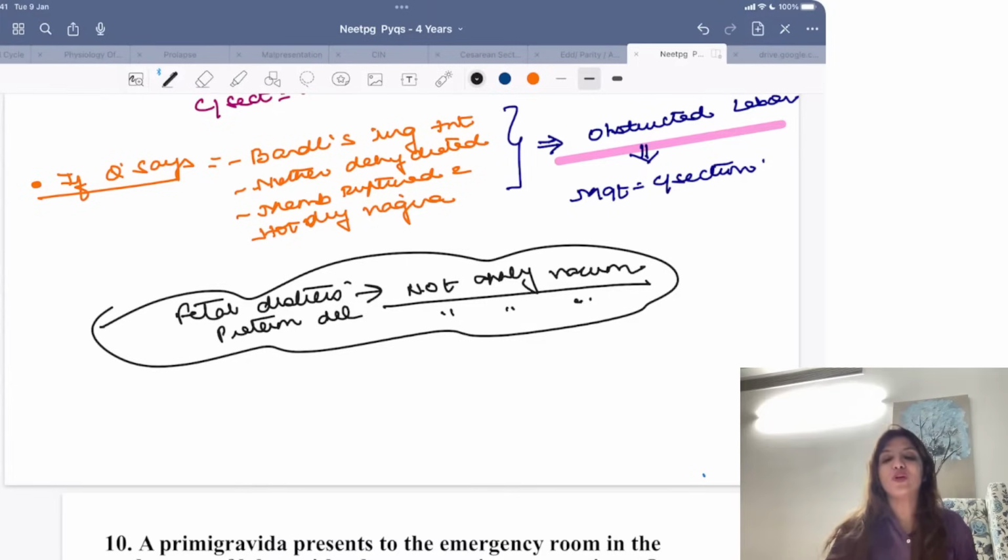If the cervix is fully dilated, then how is it called arrest? So this is arrest of second stage. There are two kinds of arrest: arrest of active phase and arrest of second stage. Arrest of active phase means that the cervix is not fully dilated. Right? Arrest of second stage means that the cervix is fully dilated and now delivery is not happening. That is arrest of second stage. Clear?